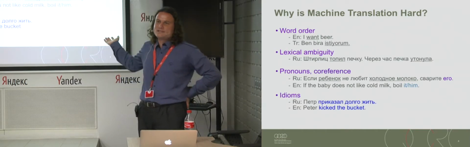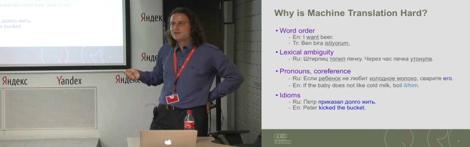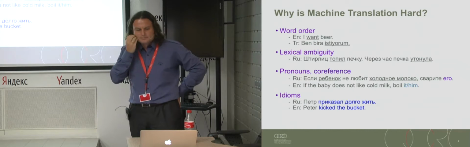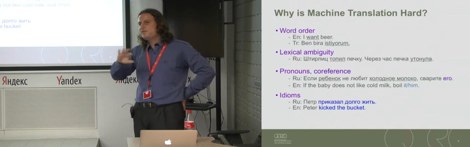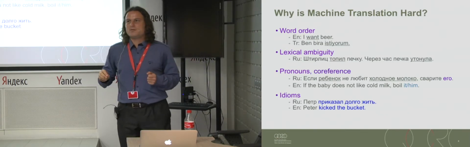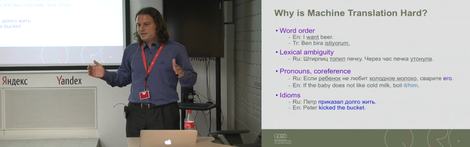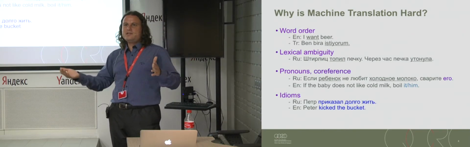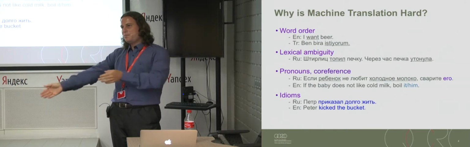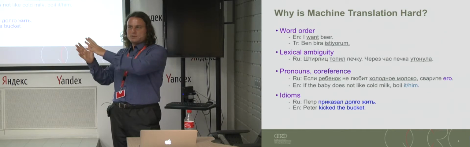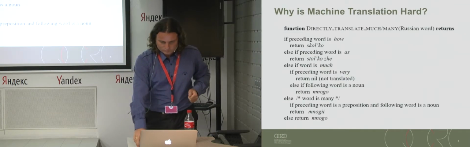Of course, you have all kinds of idioms, and this is what people normally talk about. Петр приказал долго жить. Peter kicked the bucket. And then you have different kinds of division of the world. So, for example, in English you have like one word for this part of your arm. По-русски только рука. А по-английски вот есть слово на разные части руки и так далее, и так далее.